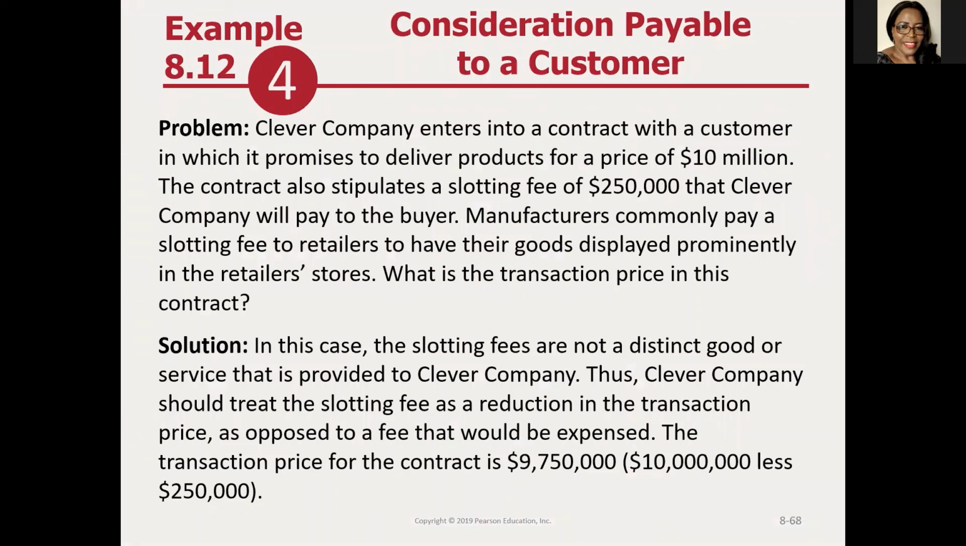Here in the problem, Clever Company enters into a contract with a customer in which it promises to deliver products for a price of $10 million. The contract also stipulates a slotting fee of $250,000 that Clever Company will pay to the buyer. Manufacturers commonly pay a slotting fee to retailers to have their goods displayed prominently in the retailer stores. What is the transaction price in this contract?